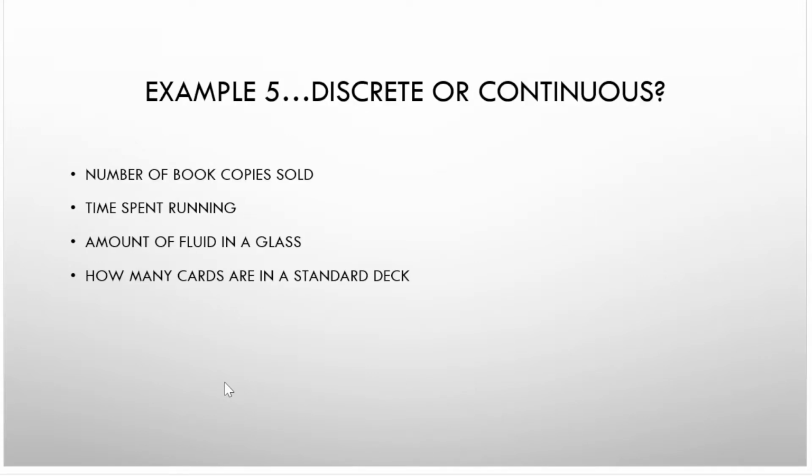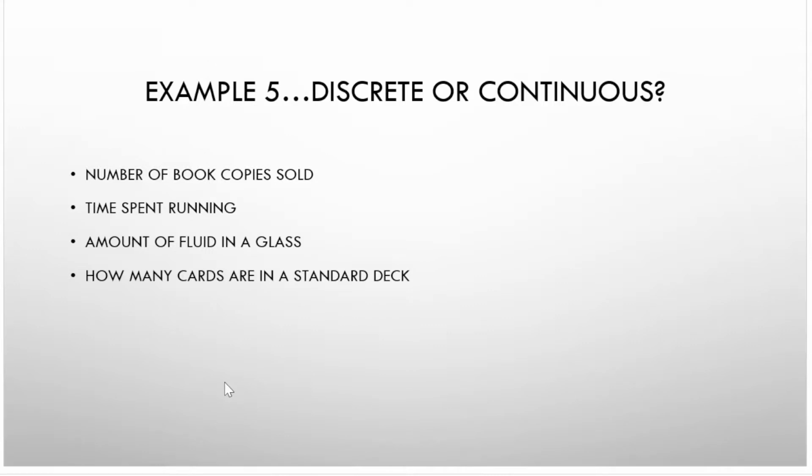All right, last slide for the day here. Okay, now we're looking at discrete or continuous. So again, similar to what we've done before, just breaking it apart here. All right, so number of book copies sold. Discrete, right? Can you sell half a book? No, right? It's whole quantity.